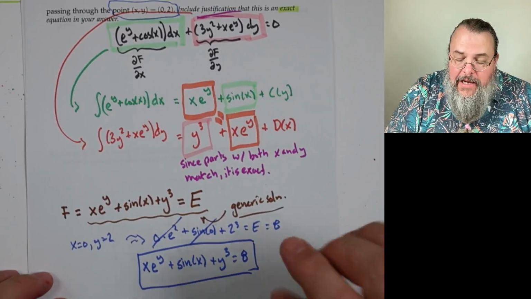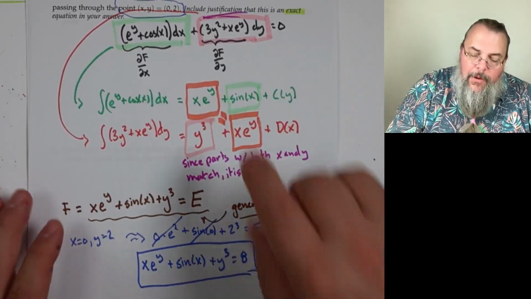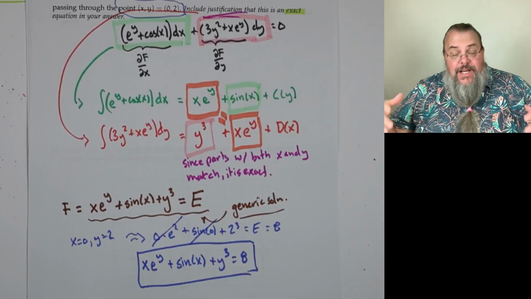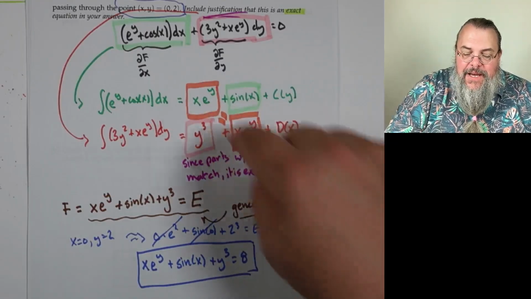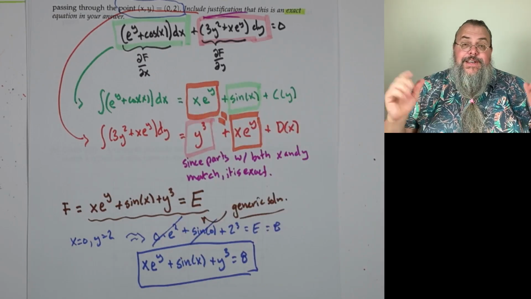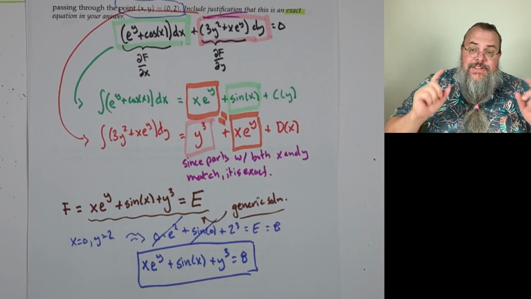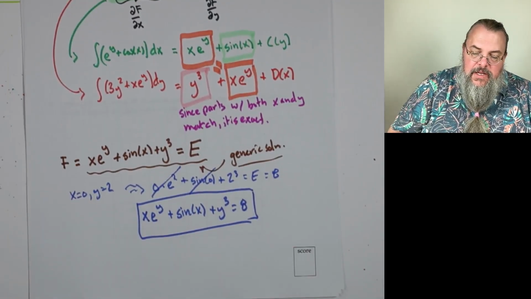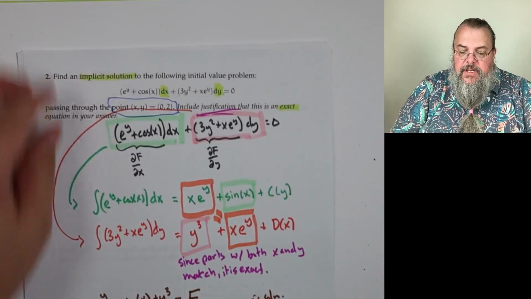Now, before we leave this, we talked about how to justify that it's exact. And I like this method, which says, while in the process of finding the solution, I'll pause and say, aha, these parts match, therefore it's exact. There is a second method to do it, and both methods work. And so here's the idea. So I'm going to come back up here.